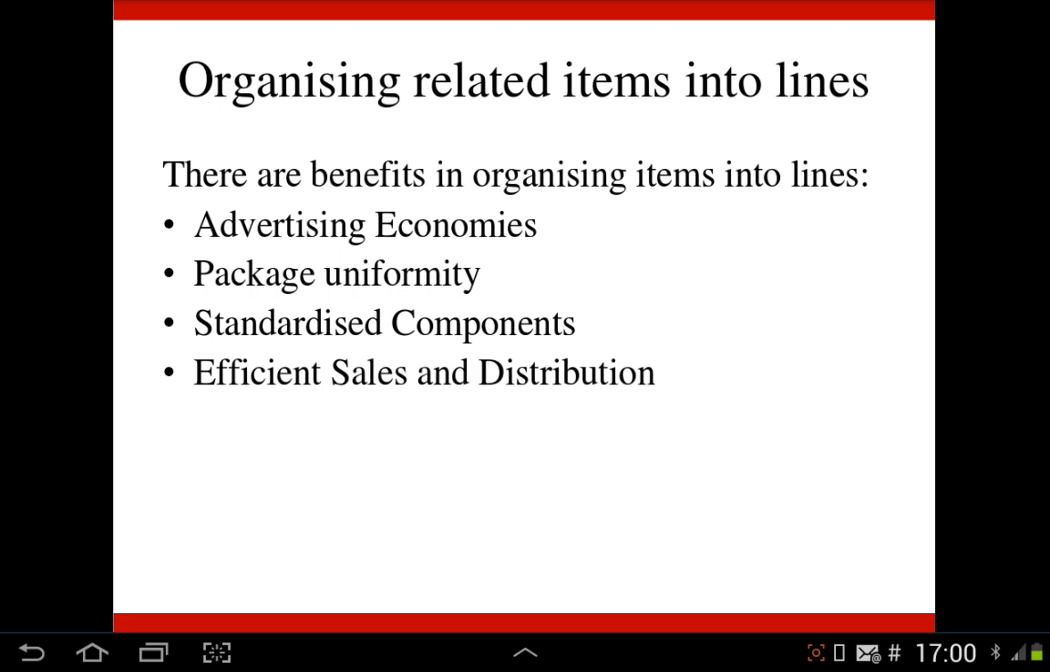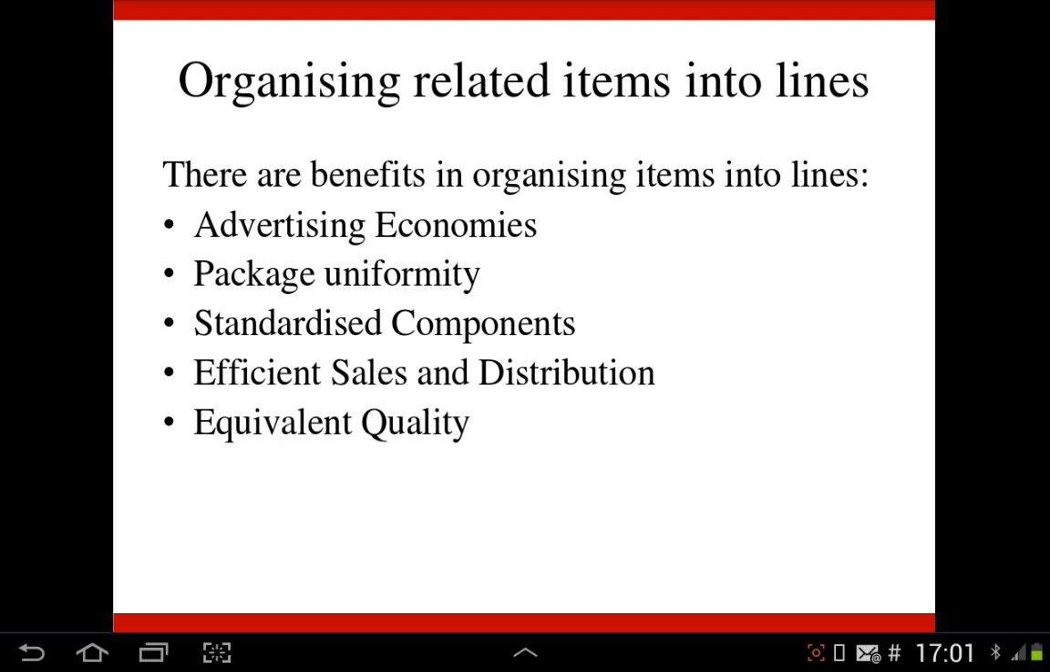Efficient sales and distribution. It means that the company can sell the product quite easily and distribute the product easily. They can place the same products at similar places inside the shops. And it just means things are more efficient because everyone knows which products they are working with and can recognize the products quite easily. It makes it much faster.